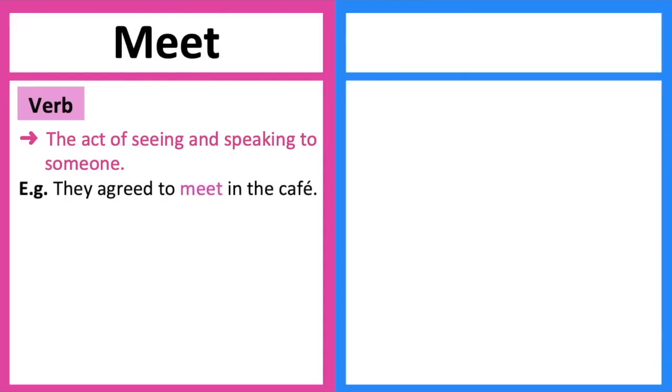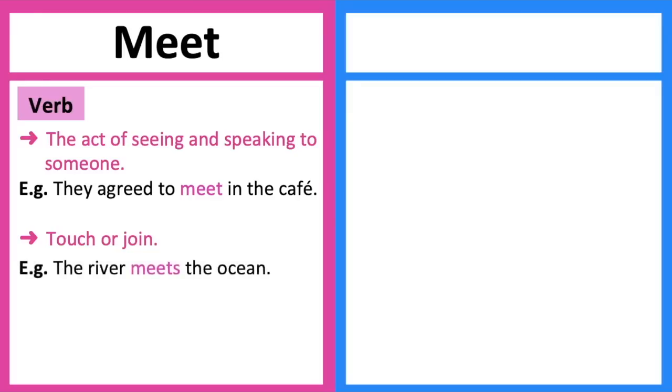For example, they agreed to meet in the cafe. It can also refer to things that touch or join. For example, the river meets the ocean. Here I'm referring to the point where the river touches or joins together with the ocean.